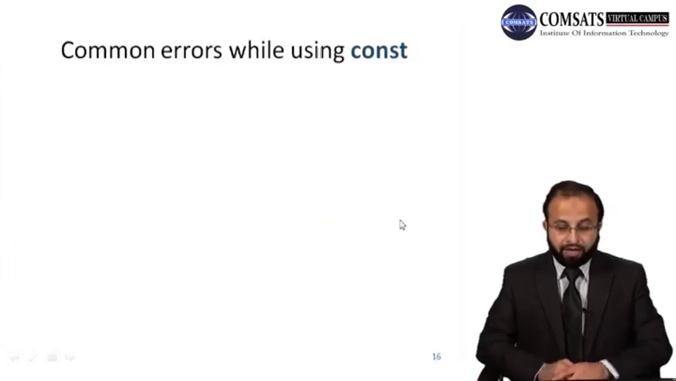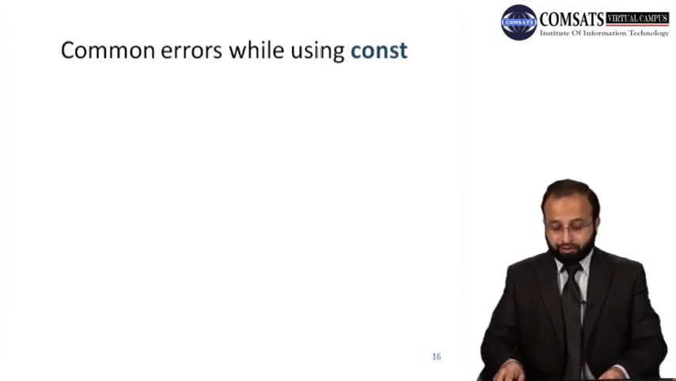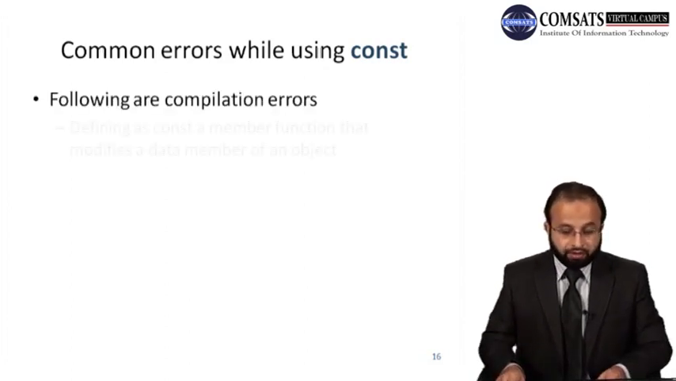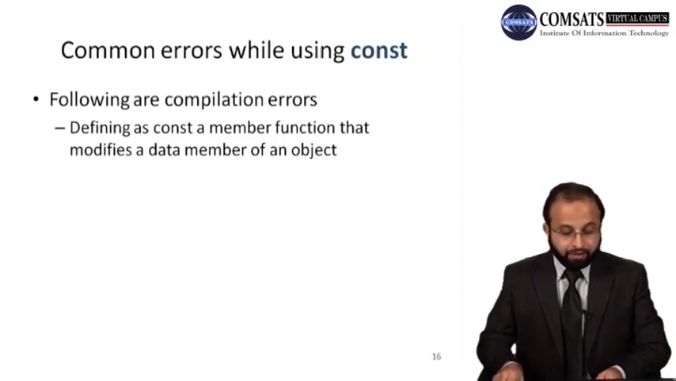Now let's see the common errors while using a constant object, constant member function, constant private data member, and a constant object passed as a function argument. So following are the compilation errors. Defining as const a member function that modifies the data member of an object is a compilation error.